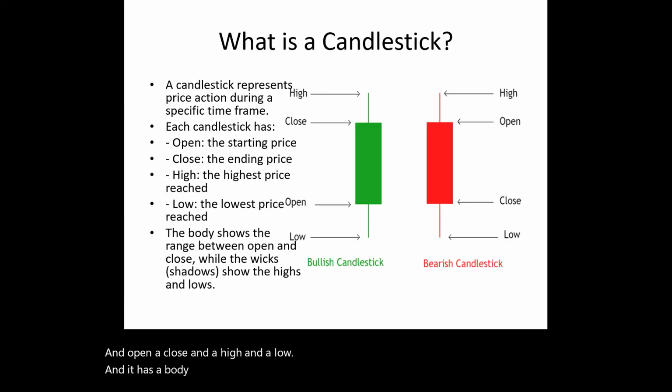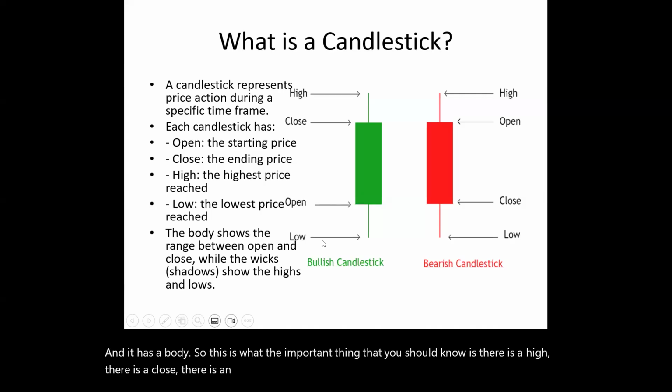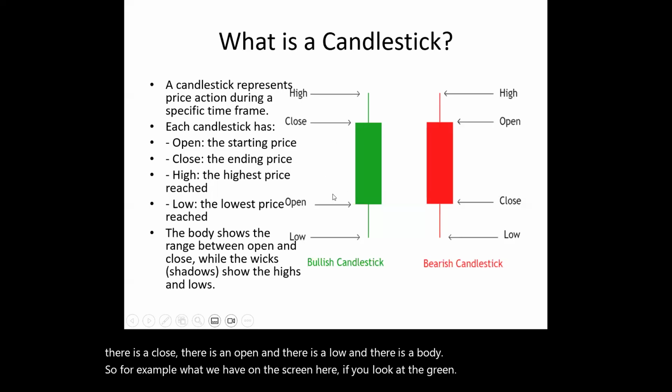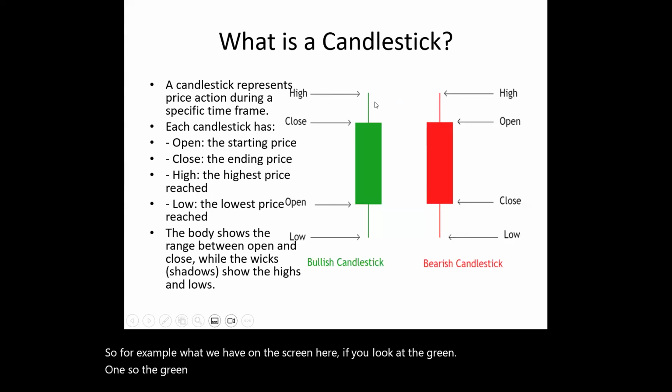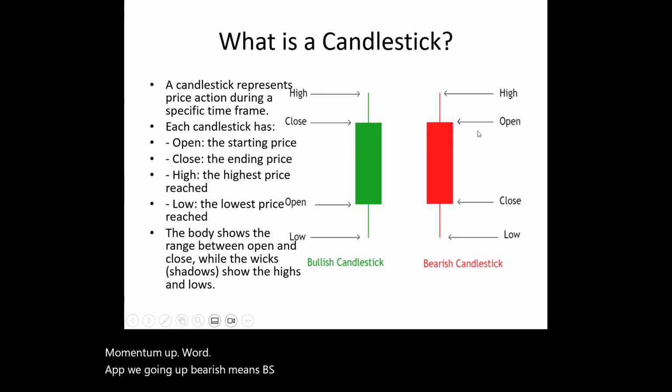The important thing that you should know is there is a high, there is a close, there is an open, and there is a low, and there is a body. For example, on the screen here, if you look at the green one, the green is a bullish candlestick and the red is a bearish candlestick. Bullish means bulls, buyers, momentum up. We're going up. Bearish means bears, moving down.